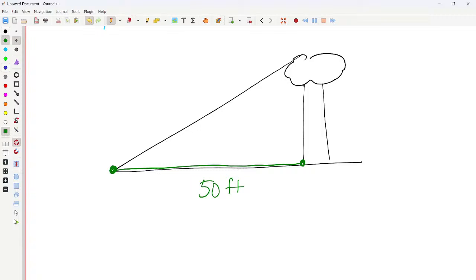Phones do it way better. When I teach high school, we go outside and I say, see that cell phone tower over there? I want to know its height. I know its height because I looked it up online, but I want to see if you guys can do it.